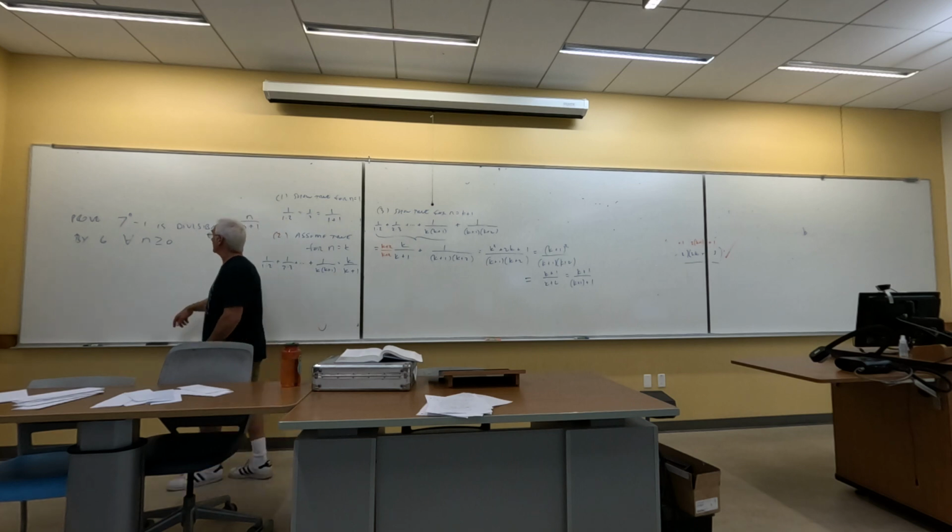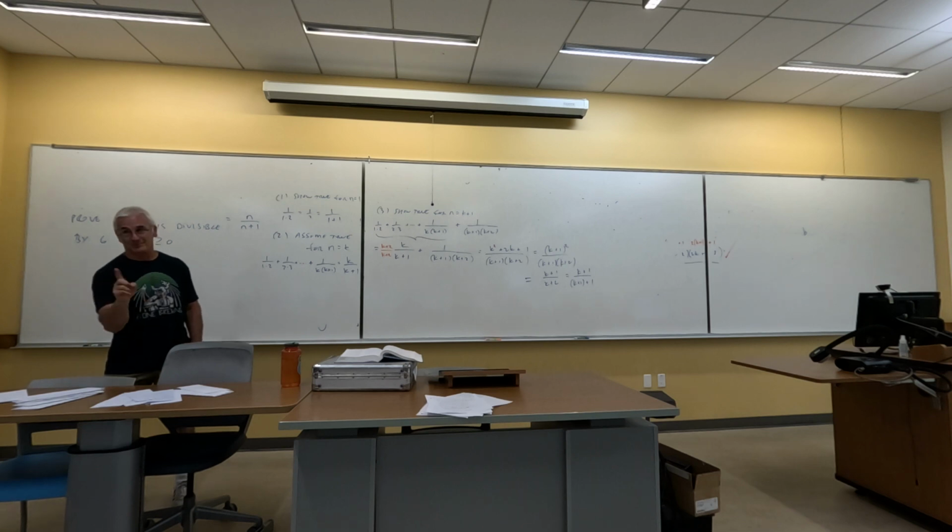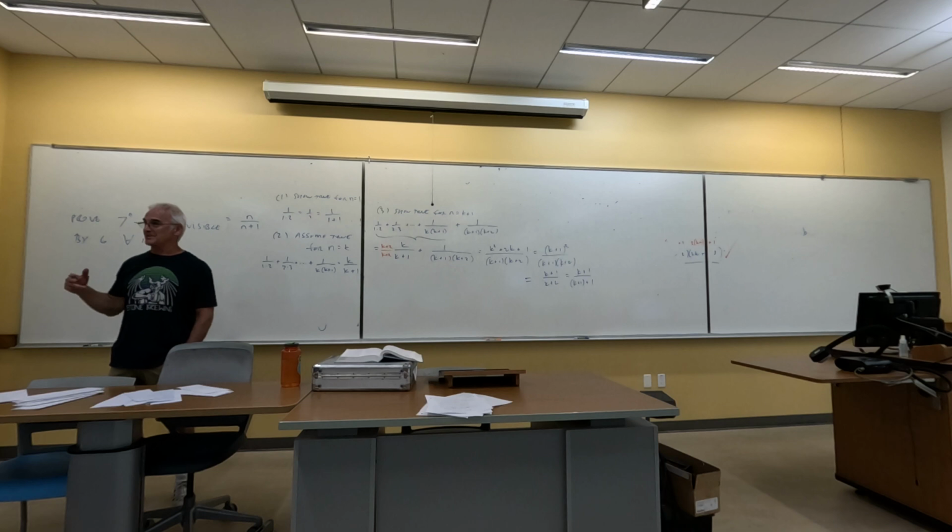All right, what if n is 0? Then what do I have? 0. 0 is divisible by every number. No number is divisible by 0. Don't get those confused. How do I know? Because 6 times 0 is 0. 0 is divisible by 6.